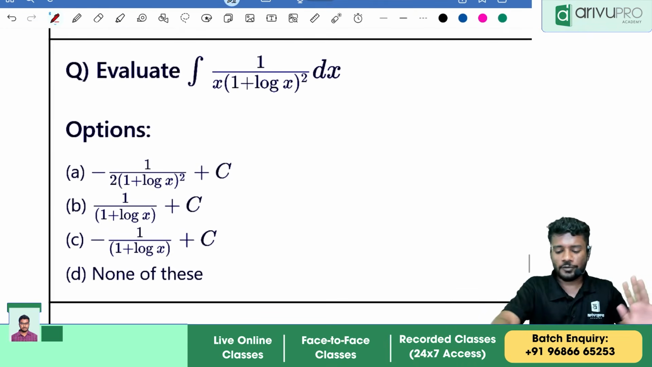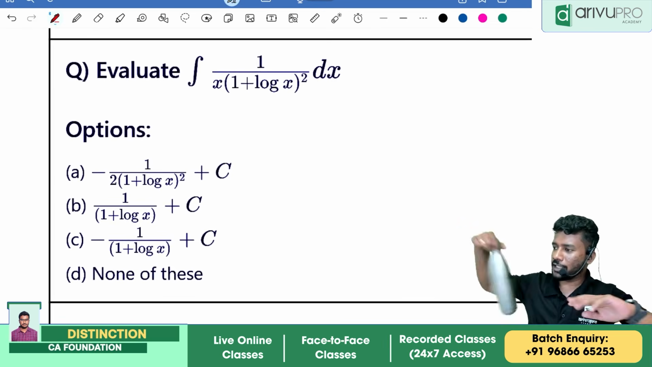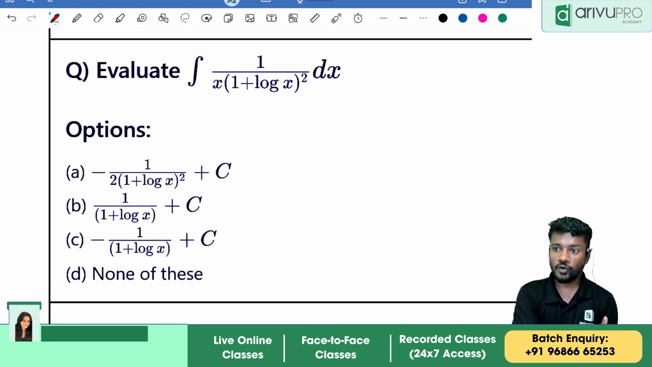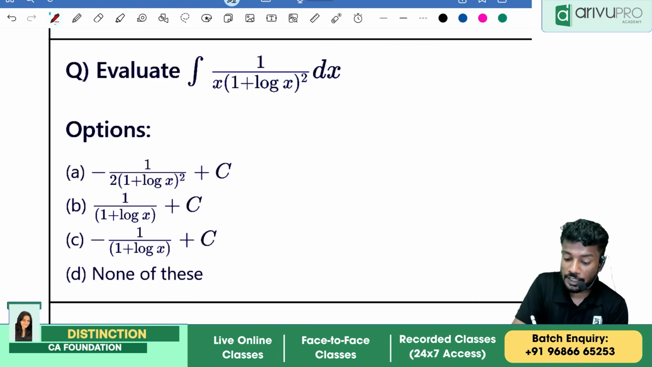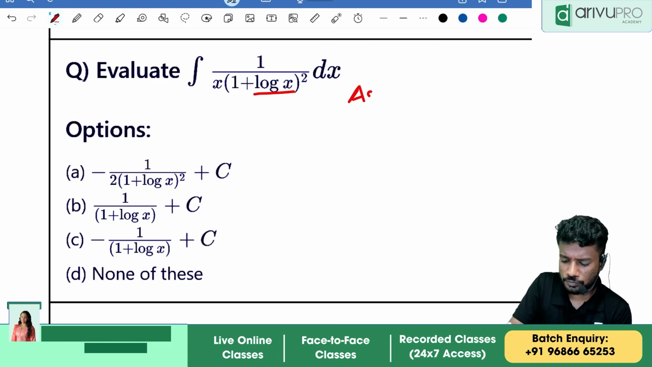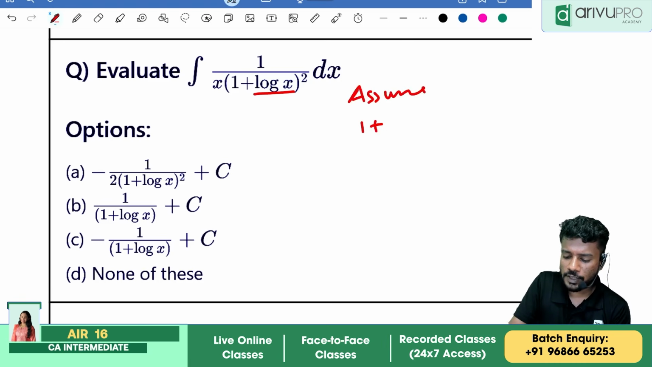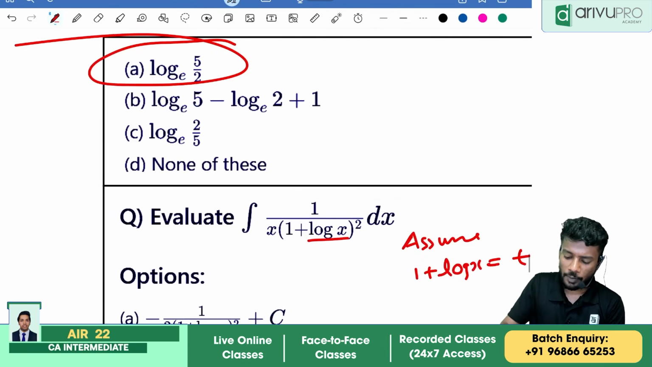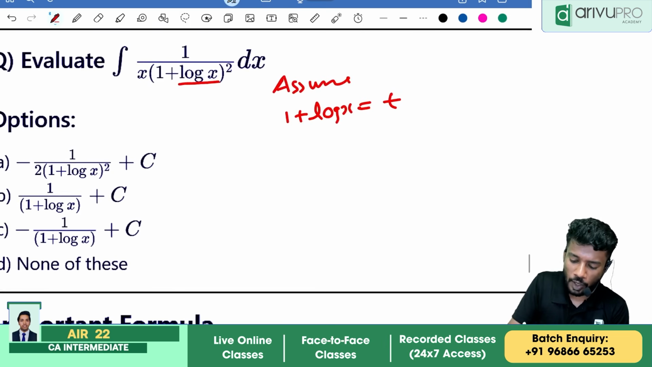Now you tell me, what assumption are you going to take? Plus log x equal to 1. t is equal to 1 plus log x. One more thing: if I take log x equal to t, sometimes it will complicate our problem. So we will assume 1 plus log x is equal to t. Then take the derivative on both sides. The derivative of log x is 1 by x.